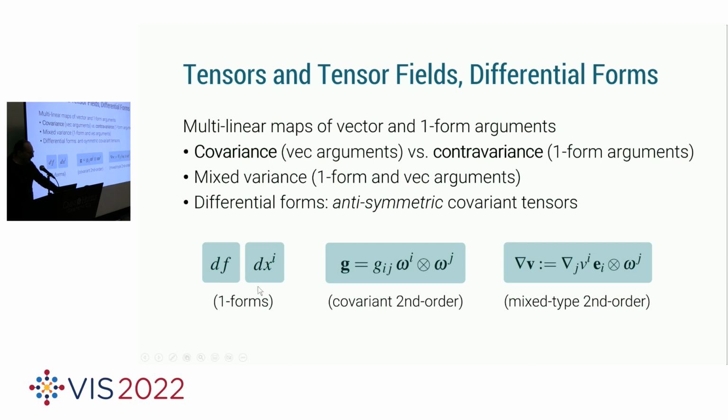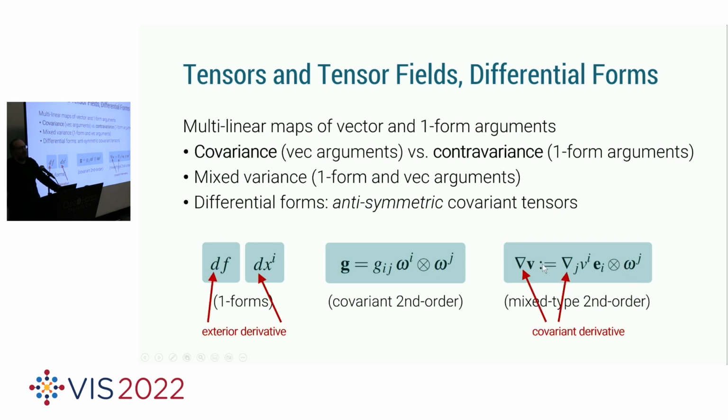So here at the bottom, there are some examples. This would be one-forms, df, dxi, like this is like a gradient, a one-form equivalent to the gradient. This is a coordinate differential. This would be the metric tensor that we already saw a little bit. And this would be what's called in flow visualization and continuum mechanics the velocity gradient tensor, which is a map from a vector to a vector. But if you write it as a tensor, it's a tensor of mixed variance, so it takes one vector and one form as an argument.